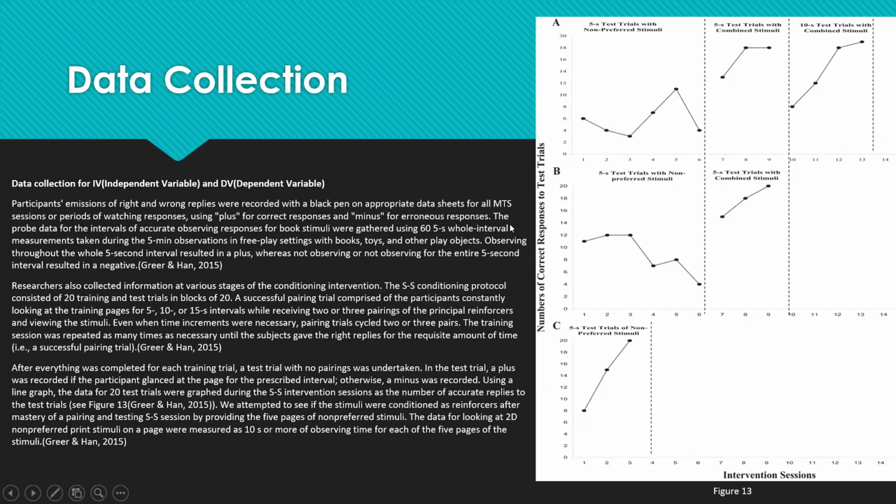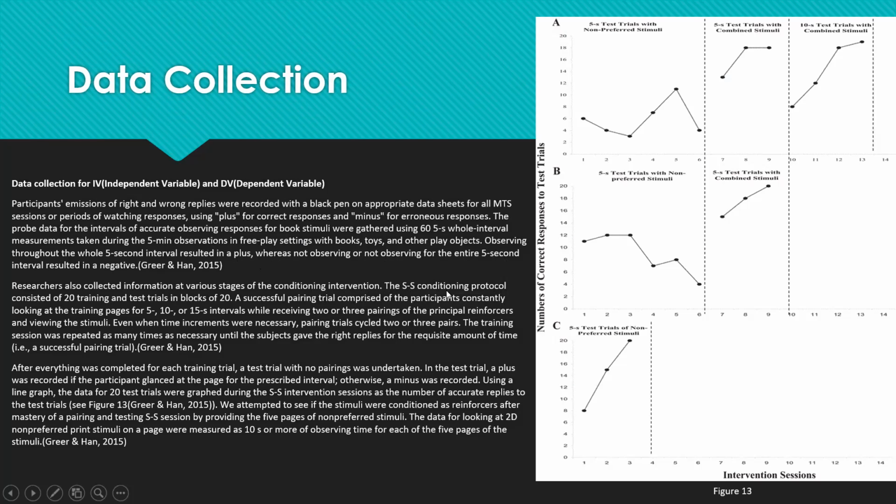The probe data for the intervals of accurate observing responses for book stimuli were gathered using 5-second whole interval measurements taken during 5-minute observations in free play settings with books, toys, and other objects. Observing for the whole 5-second interval resulted in a plus, whereas not observing, or not observing for the entire 5-second interval, resulted in a minus. Researchers also collected data for various stages of the conditioning intervention.